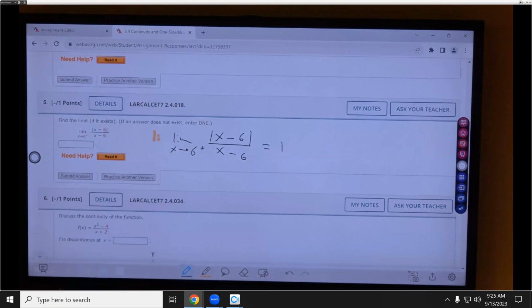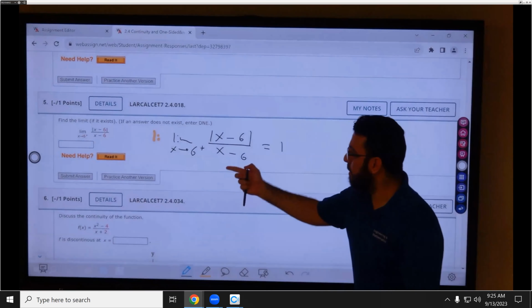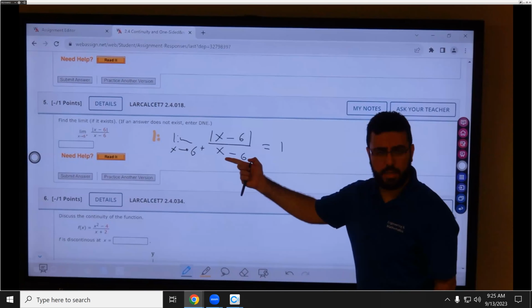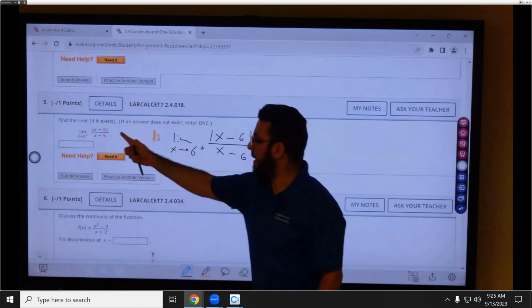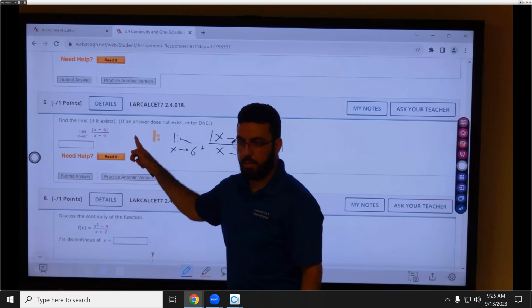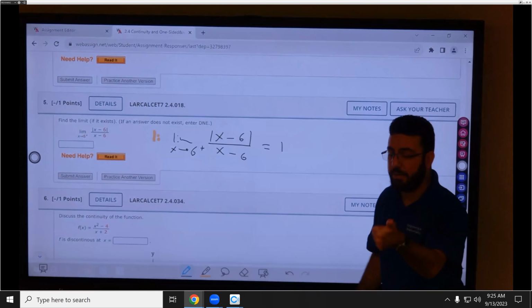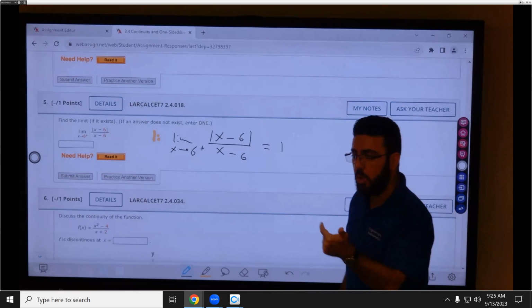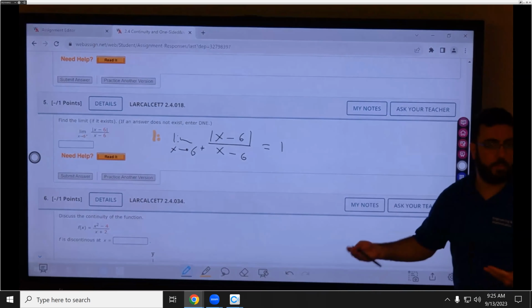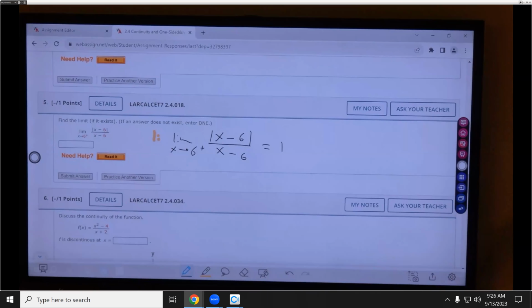So again, you have two options until now to find the limit. Graph it. Can you simplify it? You can't, because there is an absolute value here. So you have two options: create a table, or graph the function to find the limit from the right side approach to which point. Okay.